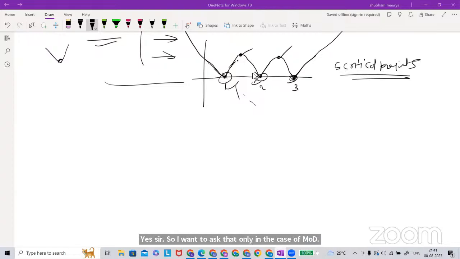So once you have a critical point, now suppose alpha is a critical point for the function f(x). Okay, alpha is a critical point.